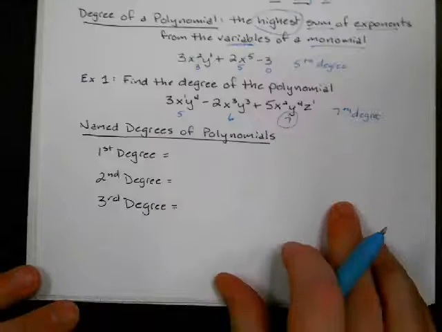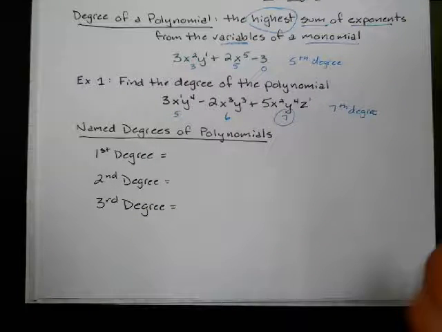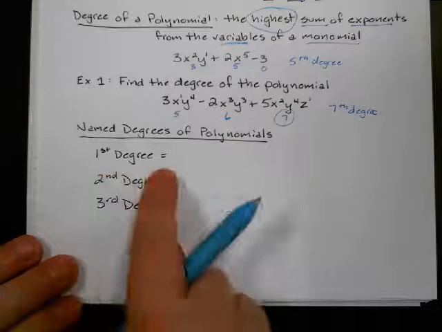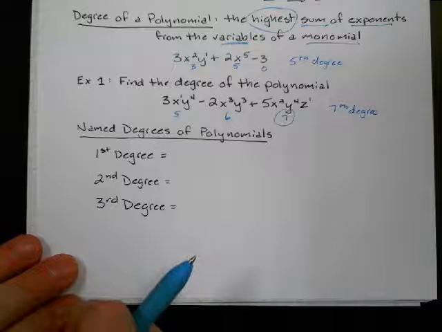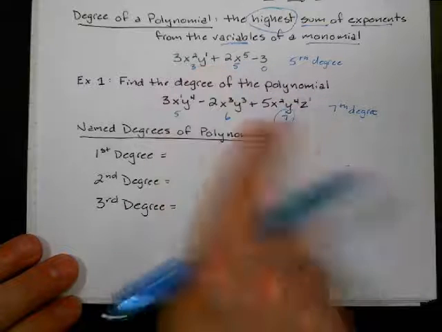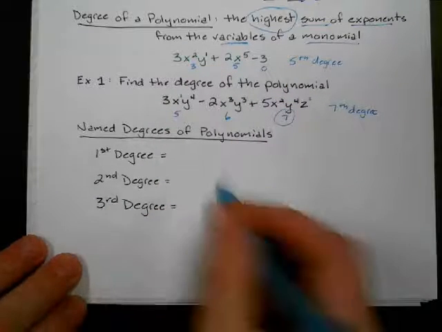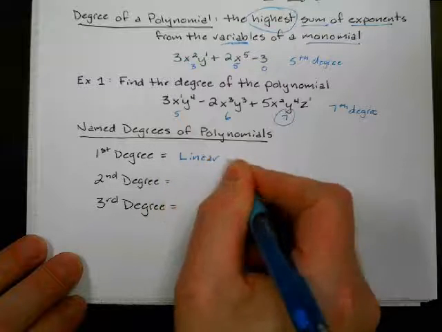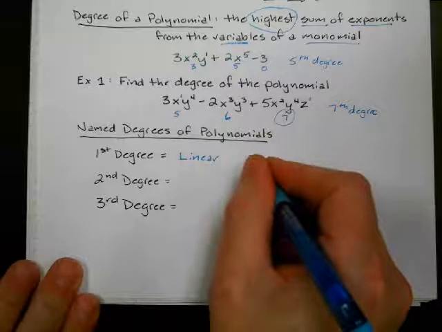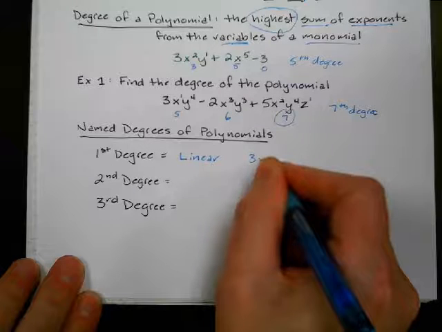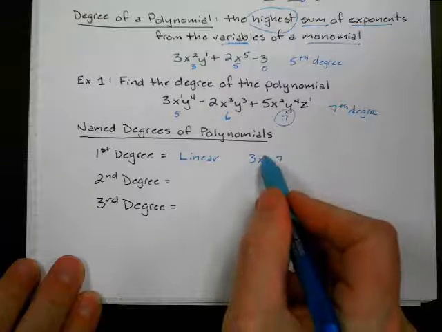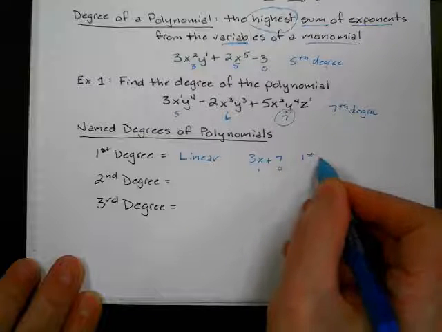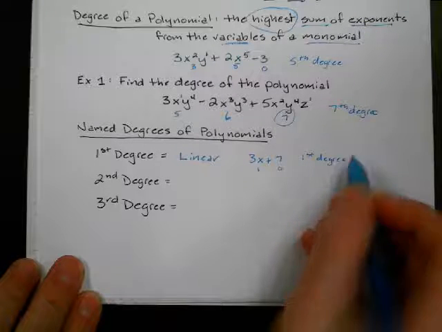Now, on certain polynomials, based on their degree, we have a name for them. So let's say if you have something to the first degree, your polynomial is to the first degree. So this one was to the 5th, this one was to the 7th. So let's say first degree. That would be what we call a linear equation. So if I had 3x plus 7, that is linear because this is a degree of 1, that's a degree of 0, so that's the first degree. We'd say this is a linear equation.